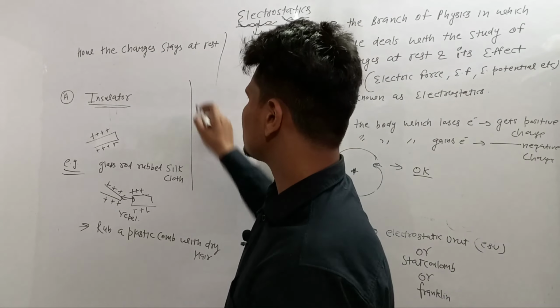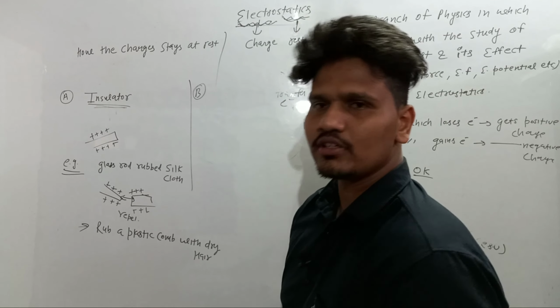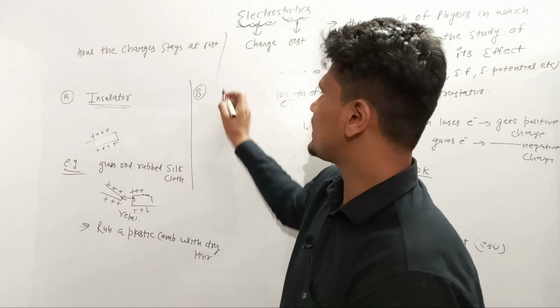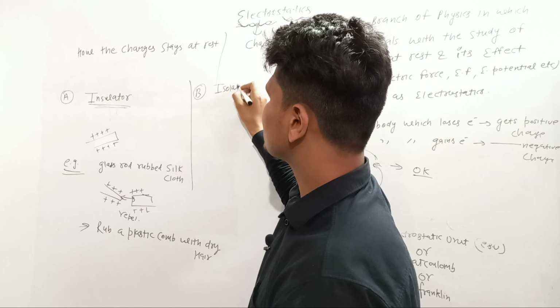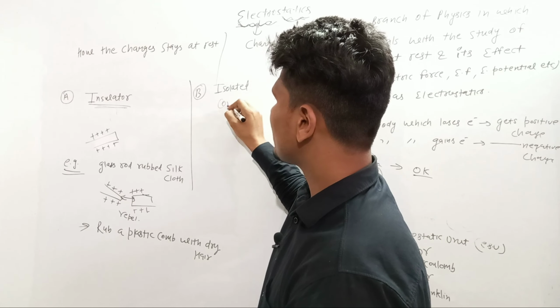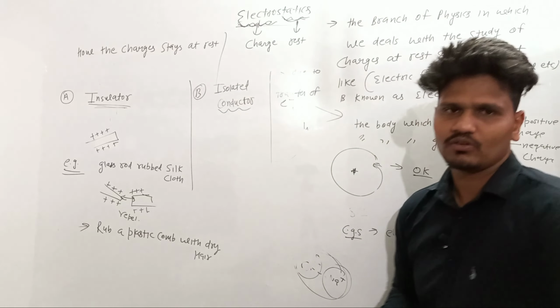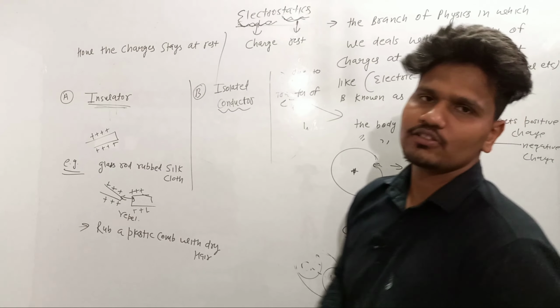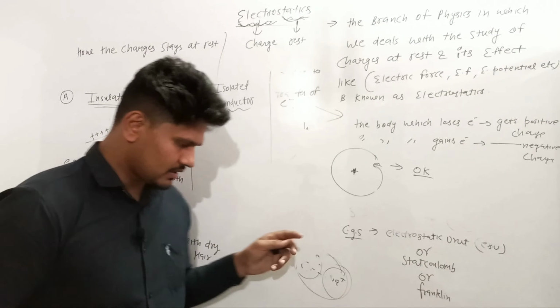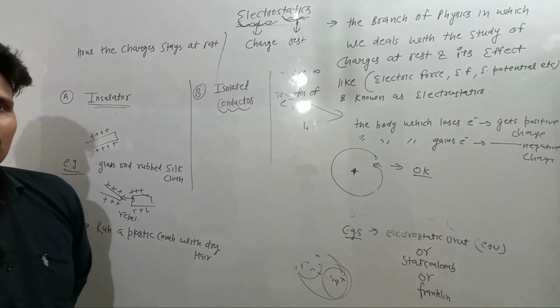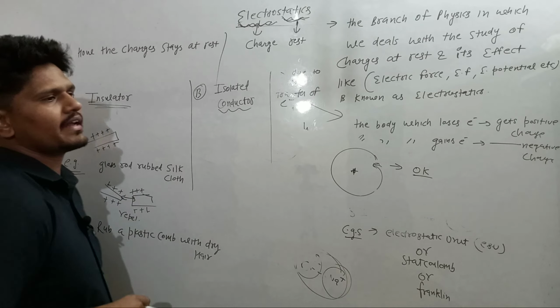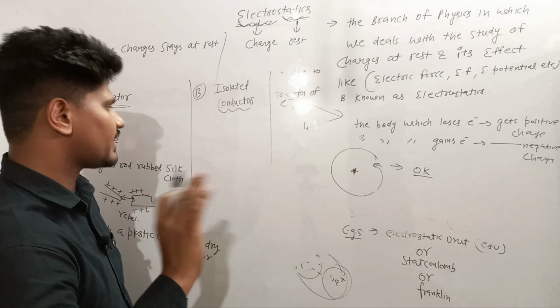Next method is, if you are going to use an insulator there, you have to use an isolated conductor, not just a conductor, to make the charges at rest. What does isolated mean? Isolated stands for separated. Not connected to anywhere, it is just separated from everything.